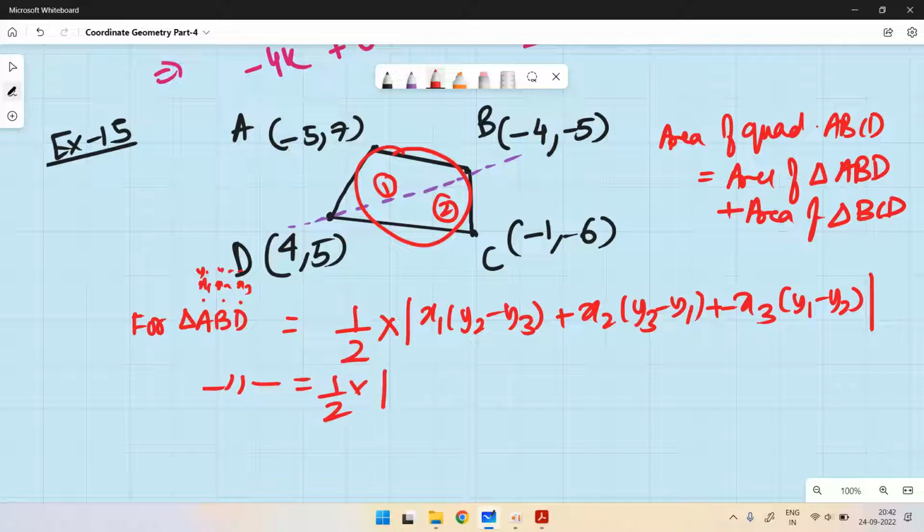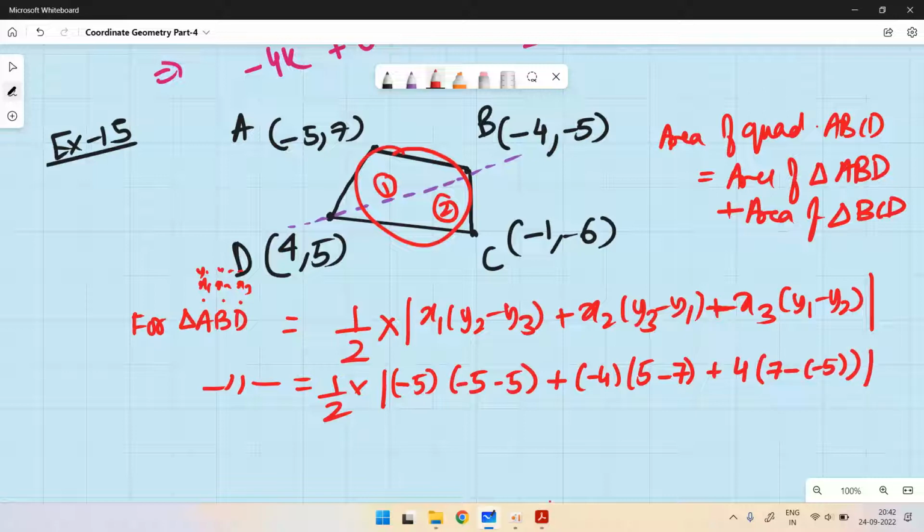So this will be half into, what is x1? X1 is minus 5. What is y2? Y2 is minus 5, and y3 is 5, so this is minus 5 minus 5, plus what is x2? X2 is minus 4. What is y3? Y3 is 5, minus 7, y1 is 7, plus what is x3? X3 is 4, y1 is 7 minus of minus 5, modulus.